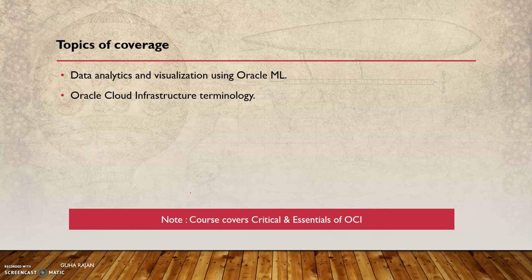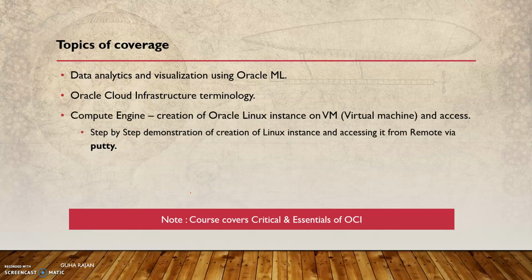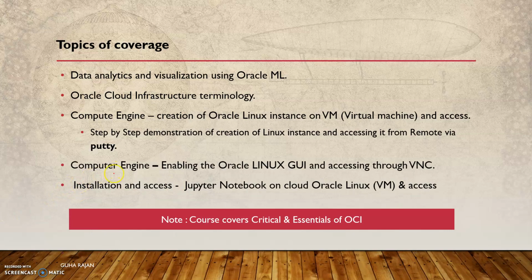And then we'll get into the cloud infrastructure terminology. From here on we'll be discussing the operating system side, which is basically how to create a Linux instance. In this case you can also look at creating Windows, but in this one I'm covering the Linux part. So compute engine is where you create the Linux instance, so creation of a Linux instance on a virtual machine and access. A step-by-step demonstration of creation of a Linux instance and accessing it remotely via PuTTY. So there are steps involved, so I'll be covering that, and this is very important.